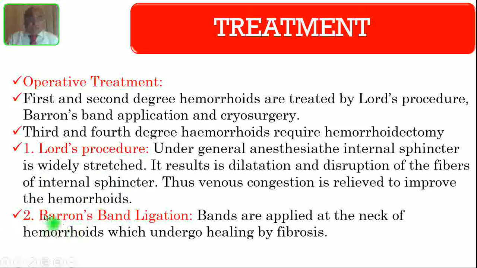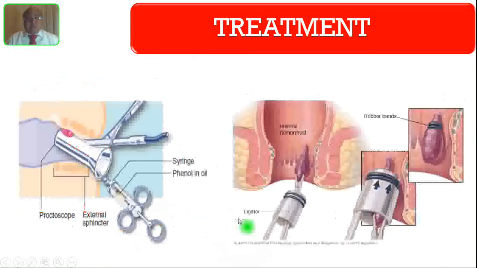So the other method is the Barron's band ligation. This you can do for 1st and 2nd degree hemorrhoids. This is because this you must do only for internal hemorrhoids, because internal hemorrhoids, if you apply the band, it will be painless. If you are going to do the Barron's band for external hemorrhoids, it will be very, very painful. The patient will be cursing you. So you have to do only for internal hemorrhoids.